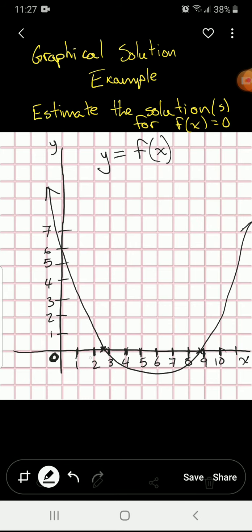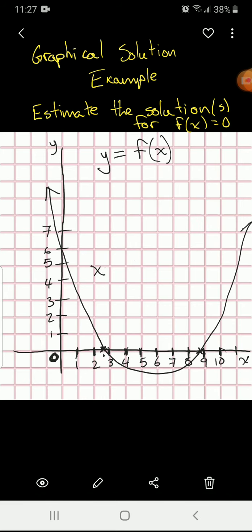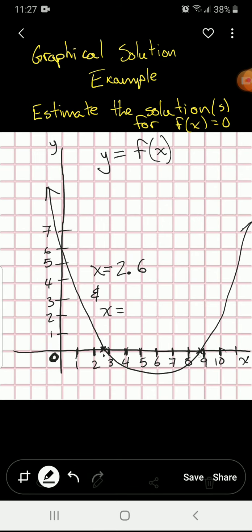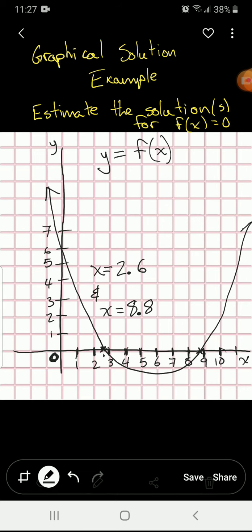Looking at our scale, this one here is about 2.6. So x equals 2.6. And let's look over here, so there's two solutions. Let's say x equals 8.8. So there are our estimated solutions for f of x equals 0. I hope that made sense.